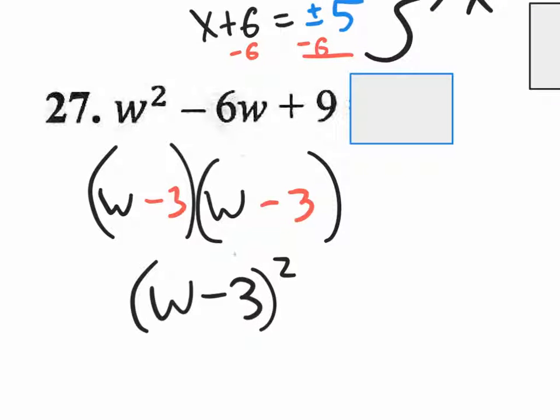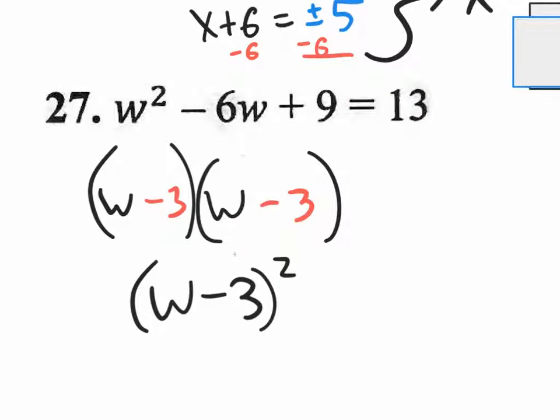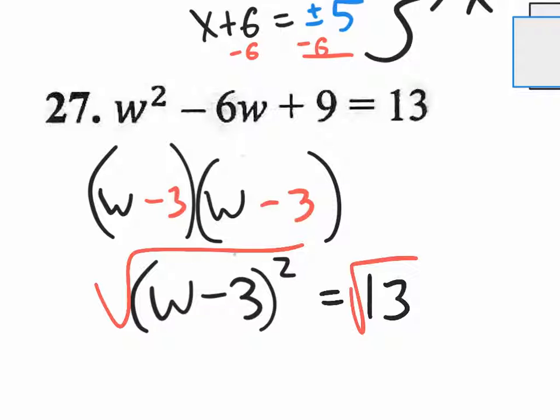Now, see, the reason why I'm rewriting it as W minus 3 squared is because I do not have an equals 0. I have an equals 13, right? So it's not equal to 0. So the reason why I write W minus 3 squared is because I could get rid of the square by applying a square root. So I'm going to apply a square root there, apply a square root there. I will have W minus 3 equals, you have to put a plus or minus in front of your answer.